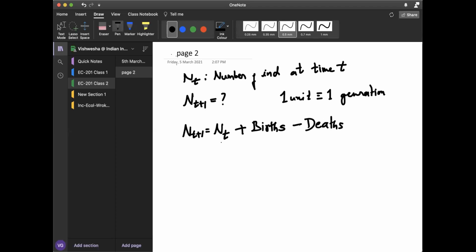So if I know the previous population and the births and deaths that happened in this 1 generation, I will know the next population size. Okay, so we therefore need to find out what's the total number of births and what's the total number of deaths that happened in this 1 unit time of 1 generation.